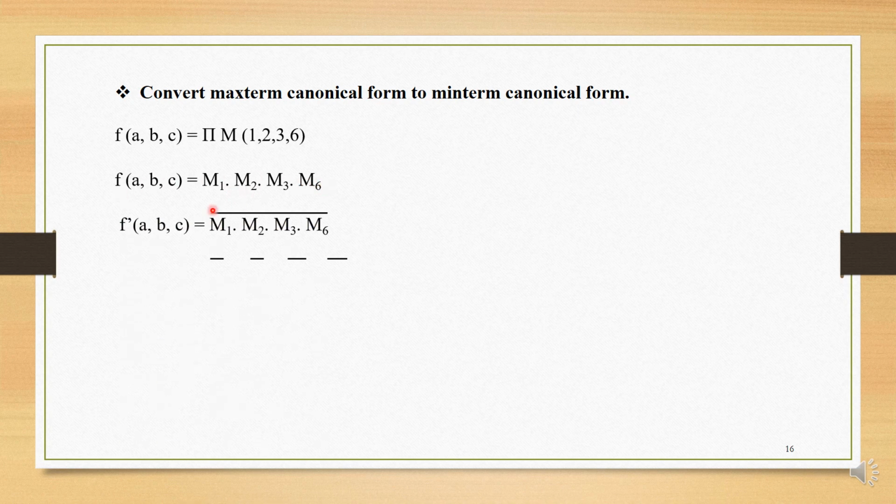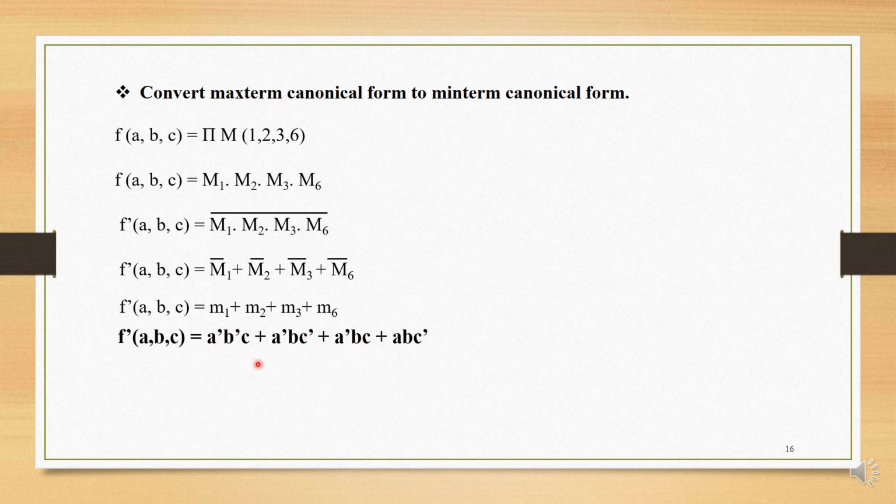Now just complement this function. So f bar of a comma b comma c equal to whole complement of M1 dot M2 dot M3 dot M6. Now you can apply De Morgan's theorem here and arrive at f bar of a comma b comma c equal to M1 complement plus M2 complement plus M3 complement plus M6 complement. Now this is Maxterm complement. The complement of Maxterm will result in Minterm. Therefore, f bar of ABC equal to m1 plus m2 plus m3 plus m6. Now you can write the Minterm canonical form as a bar b bar c plus a bar b c bar plus a bar b c plus a b bar.